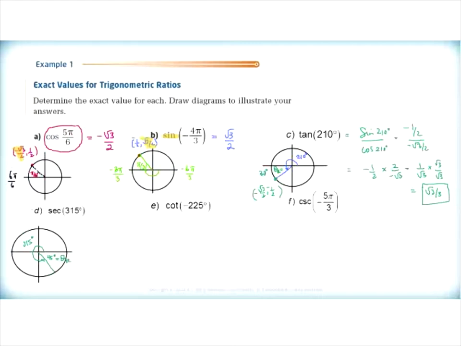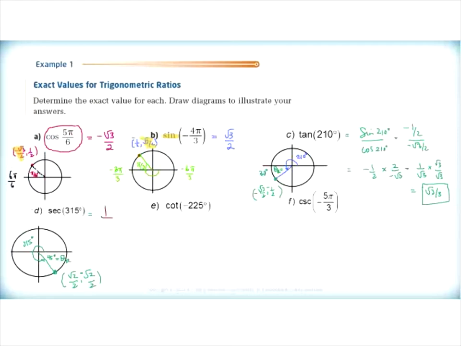That's your reference angle. If I know the reference angle is 45, I know the point associated with a reference angle of 45 is root 2 over 2 and root 2 over 2. Of course, in this quadrant, x is positive and y is negative. I'm looking for the secant of 315.